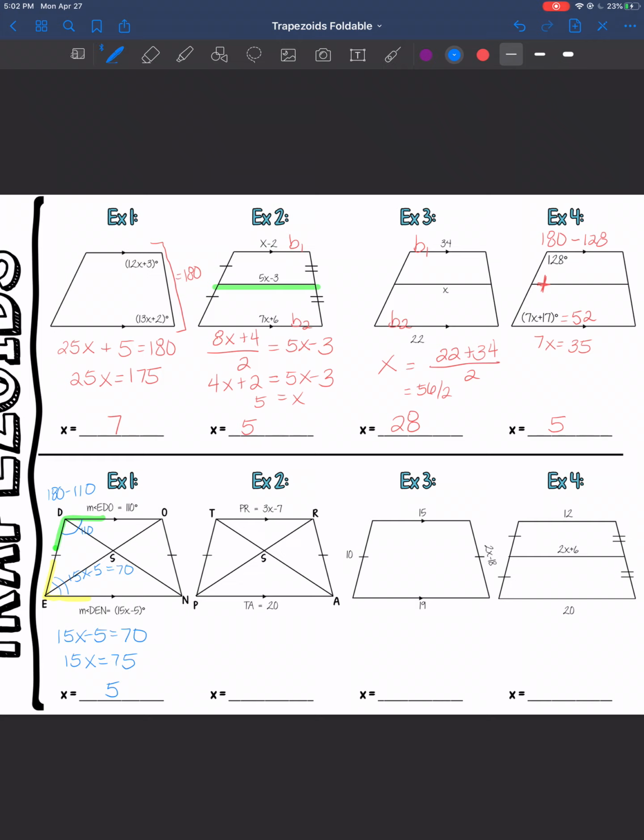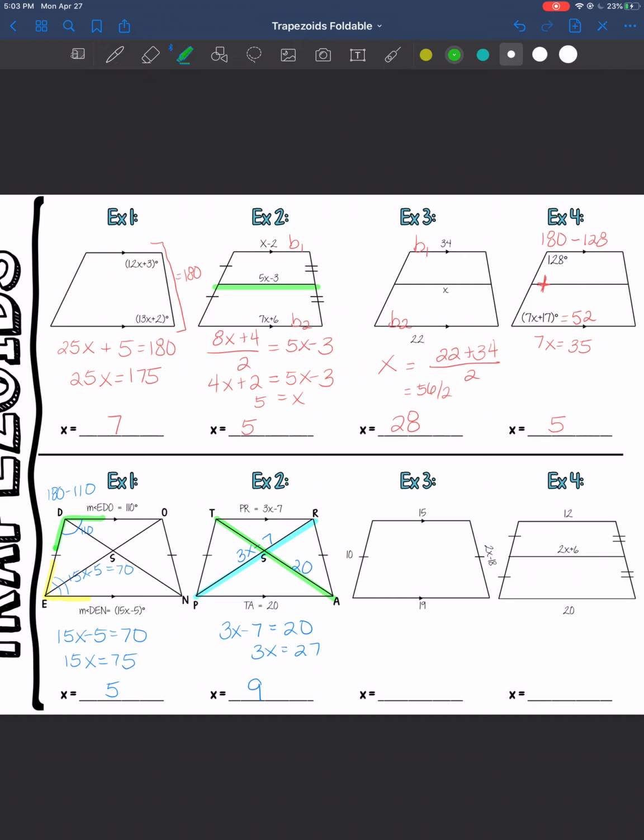Okay, moving on, now we are given some diagonal lengths. So P to R is 3x minus 7. And T to A, that entire diagonal, is 20. So because I know as a property that the diagonals are congruent, I can set 3x minus 7 equal to 20. So add 7, 27 divided by 3, x equals 9. Quick and easy.